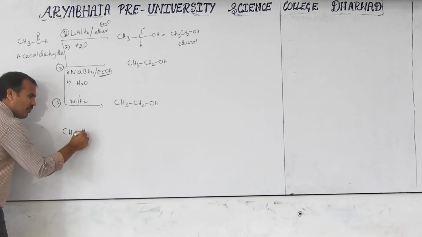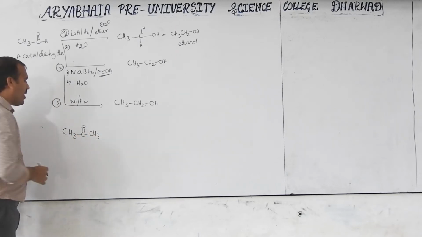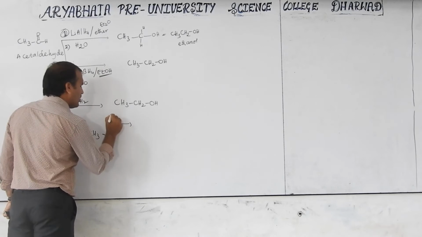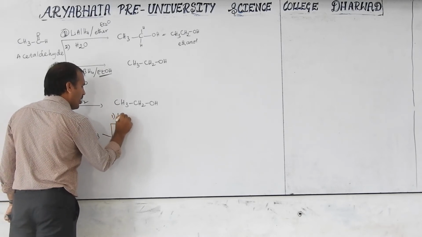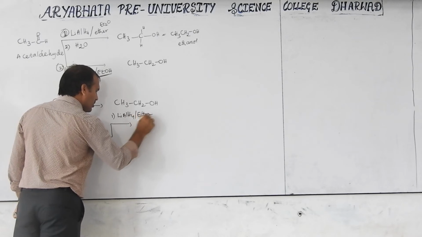Ketone. In this ketone also, how many reagents will we discuss? All we can write. One is, first step, lithium aluminum hydride in ether. This is the first step.